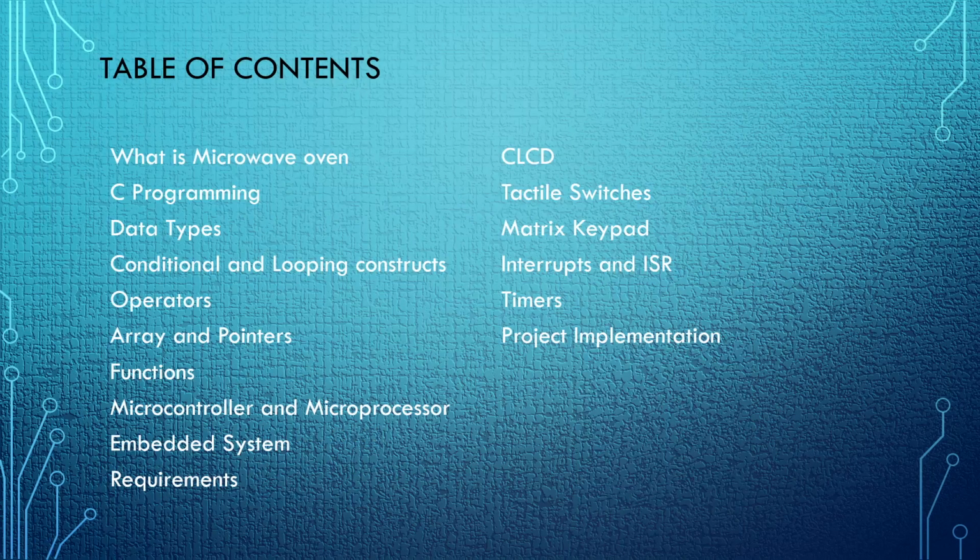First, look at the table of contents. These are the topics we learned during the internship that I have covered in this project presentation. Firstly, what is a microwave oven? C programming, data types, conditional and looping constructs, operators, arrays and pointers, functions, microcontroller and microprocessor, embedded system, requirements, CLCD, tactile switches, matrix keypad, interrupts and ISR, timers and project implementation.